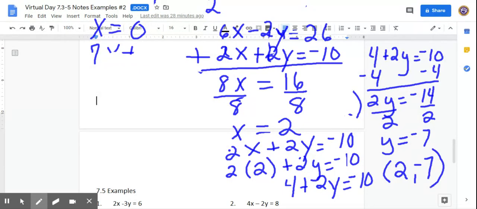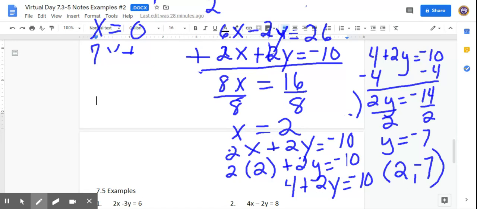I hope everybody's getting this. Again, remember, what are we trying to find? We're trying to find an ordered pair. So we need an x and we need a y. What's it called? Solving systems by elimination.